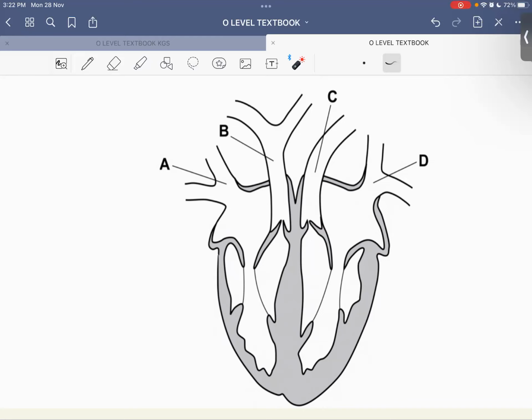What is the name of this valve? The right atrioventricular valve. Good. This? The left atrioventricular valve. This? The semilunar pulmonary valve. This? Left semilunar aortic valve. Correct.